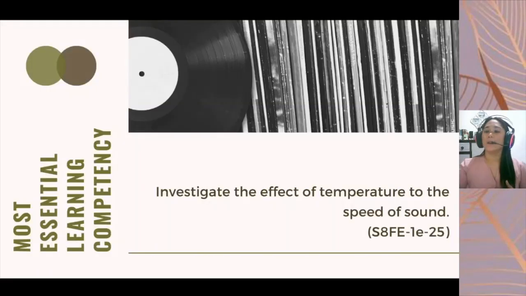So please be reminded that this lesson is aligned with the most essential learning competency proposed by the Department of Education. This lesson aims to investigate the effect of temperature to the speed of sound. So, ano kaya ang nagiging effect ng temperatura sa bilis o pagbagal ng mga tunog? So, let us find out.